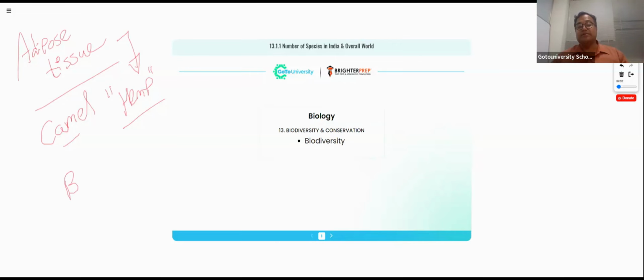I'm not saying the forest bear, which is black in color. I'm talking about the white bear, which lives in cold climatic conditions like the alpine forest. In this forest, if the bear needs to sustain and thrive, it needs plenty of fatty tissue beneath the skin. That is the reason why we are saying biodiversity is very, very important. I explained the adipose tissue of the camel hump and the blubber of the bear.